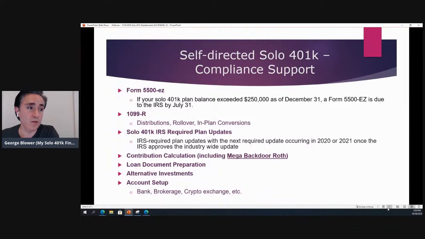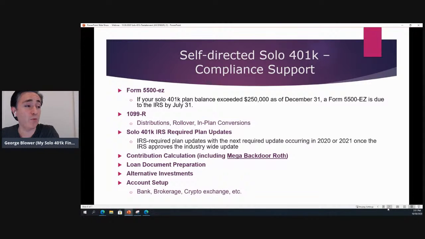Contribution calculation. The ability to contribute can sometimes be not straightforward. You might be participating in multiple plans. You might have a Mega Backdoor Roth situation. That type of service and support we provide to help you determine how much you can contribute, and where to report it. We have client-only webinars. We have a wealth of information on our website 24/7, of course, that can help you in that regard too.